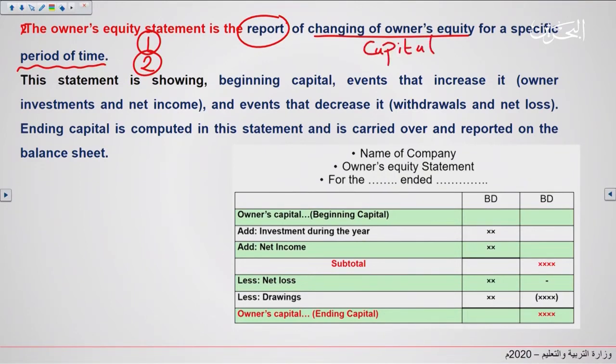There are events that will increase the capital and events that will decrease the capital. Like investment will increase the capital. Drawing will decrease the capital.